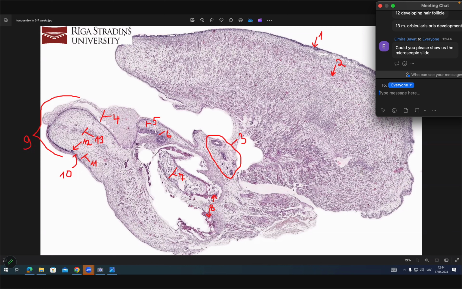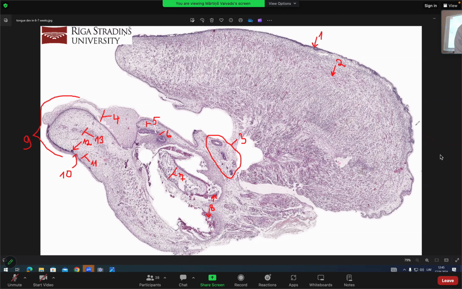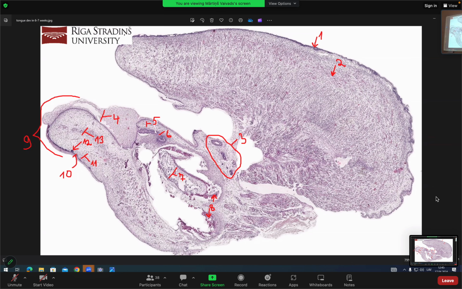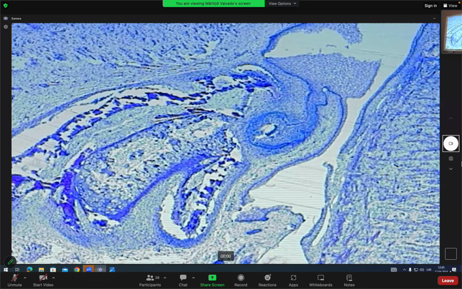Okay, I will show the microscope slide. So I will delete these drawings. If you want, you can take a picture or you can take a screenshot. Those are for those that are online. If you don't, I will delete this. So next, I will show you the microscope. In the microscope, it can look a bit different. I will use the green arrow to point at structures.